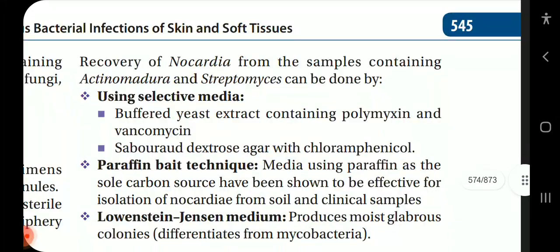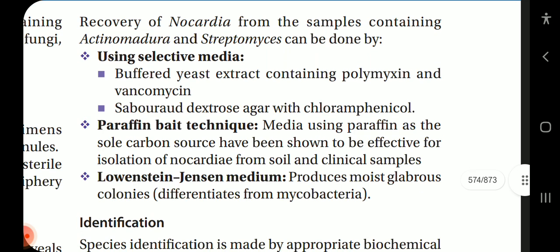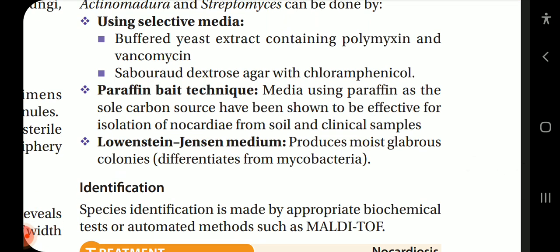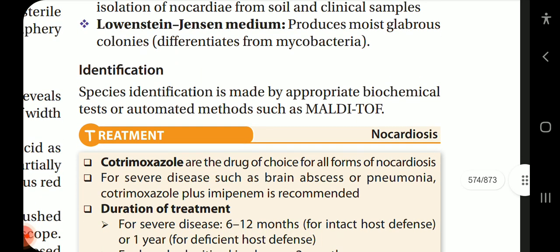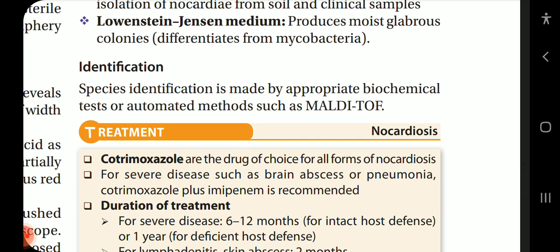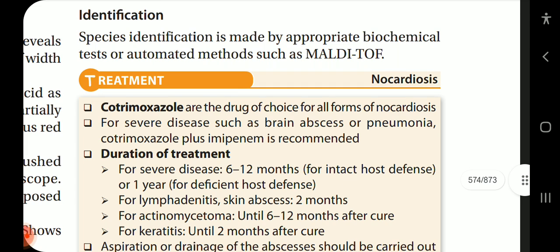Now, recovery of nocardia from samples containing actinomadura and streptomyces can be done by using selective media: buffered yeast extract containing polymyxin and vancomycin, and Sabouraud dextrose agar with chloramphenicol. Paraffin bait technique: media using paraffin as a sole carbon source have been shown to be effective for isolation of nocardia from soil and clinical samples. Lowenstein-Jensen medium produces moist glabrous colonies, which differentiate from mycobacteria. Identification: species identification is made by appropriate biochemical tests or automated methods such as MALDI-TOF.